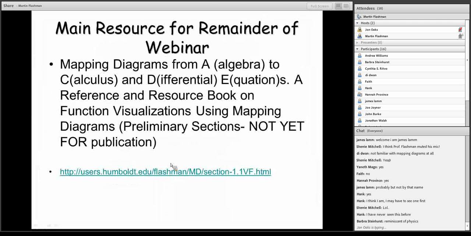Now for the rest of the webinar, I'm going to be using some of the materials from a thing I'm working on right now, which is mapping diagrams from A to C and D, and E, a reference and resource book that I'm working on for visualizing functions. And these are preliminary sections that I'll be using that are not yet for publication, but if you want to copy this link, you can actually go to that link and see it yourself. I'm going to just open it up, I hope.